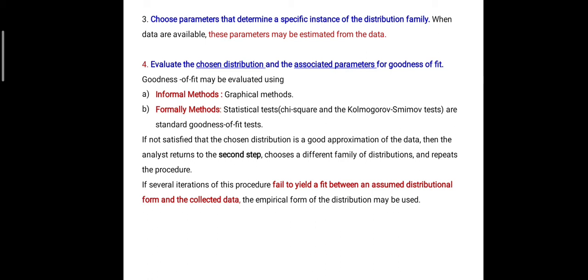In case of checking a goodness of fit, if the chosen distribution does not give a good approximation of the data, then the analyst returns to the second step, and he or she can choose another family of the distribution and repeat the procedure. After running several times, even if the procedure fails to yield a fit between an assumed distribution form and collected data, then the empirical form of the distribution may be used.